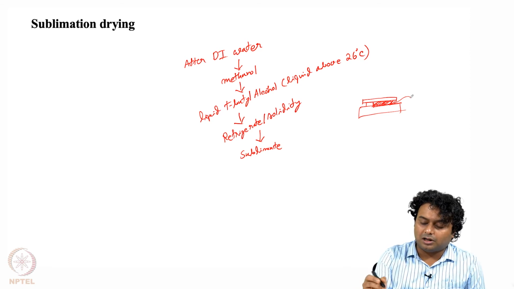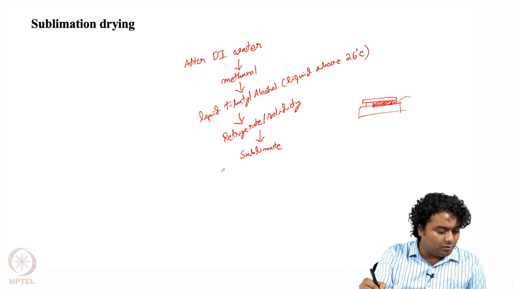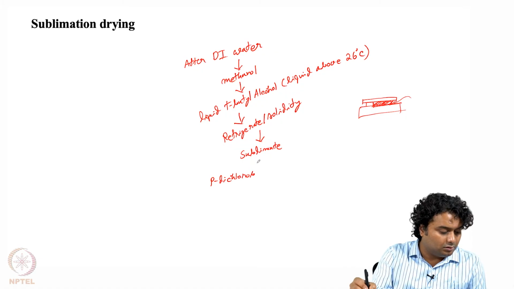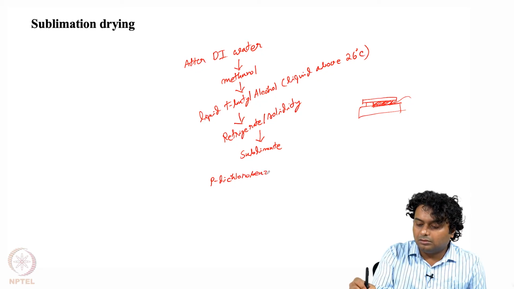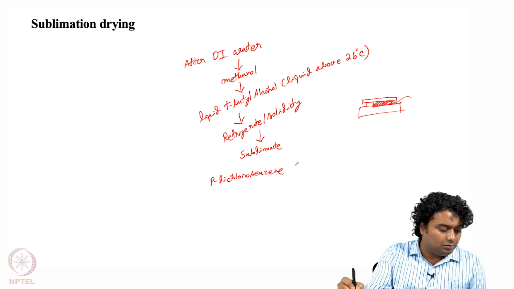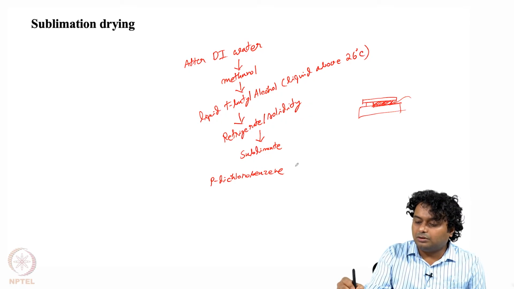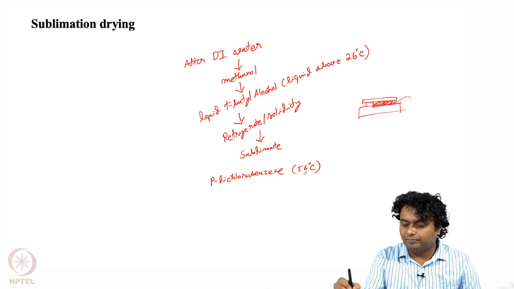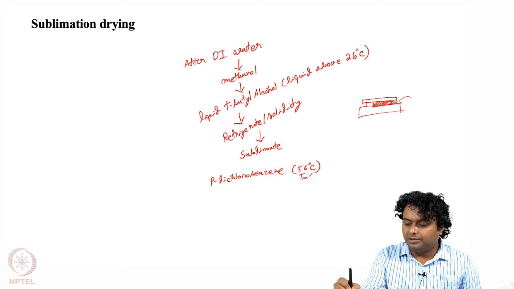Another material we can use is p-dichlorobenzene. This also can sublimate. And for that we need to use 56 degree centigrade, it melts above 56 degree centigrade. Tm, melting temperature.